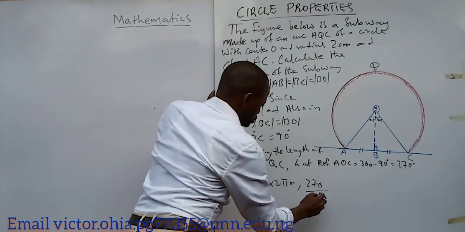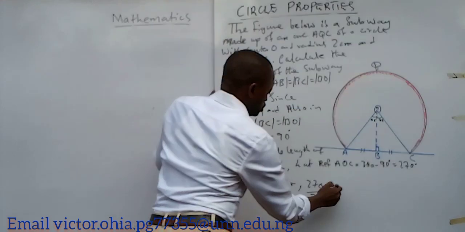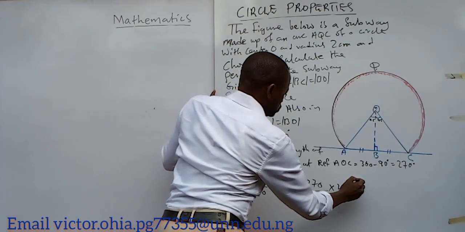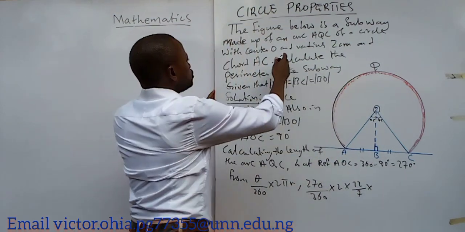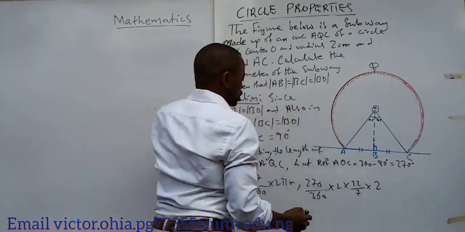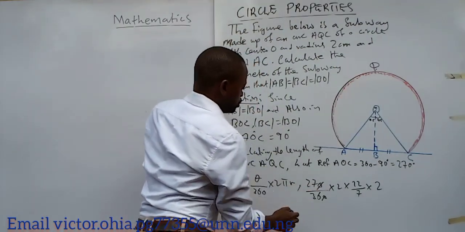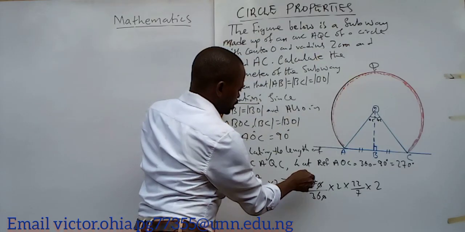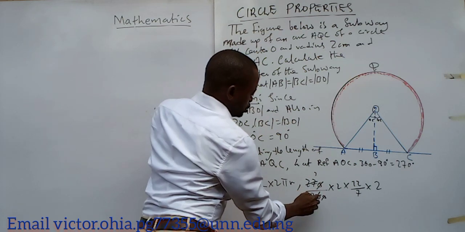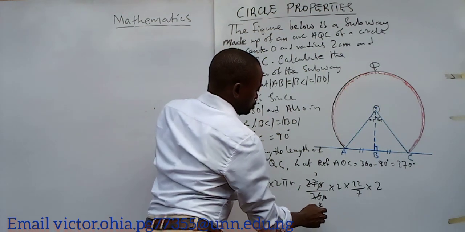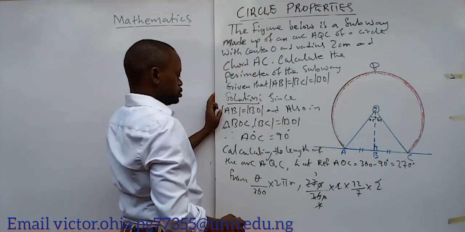over 360. So theta is 270 over 360 times 2 times pi, which is 22 over 7, times the radius, which they gave us to be 2 cm, so 2 times 2. Okay, so we can take away this and take away this. 9 into 27 is 3, 9 into 36 is 4, and then this 4 will take away this 2 and this 2. I'm sure you saw that.